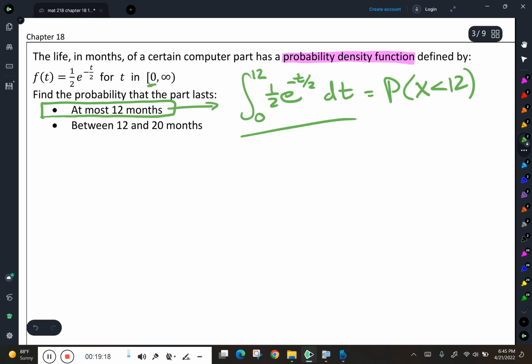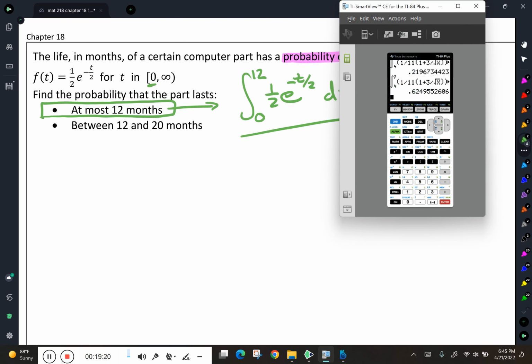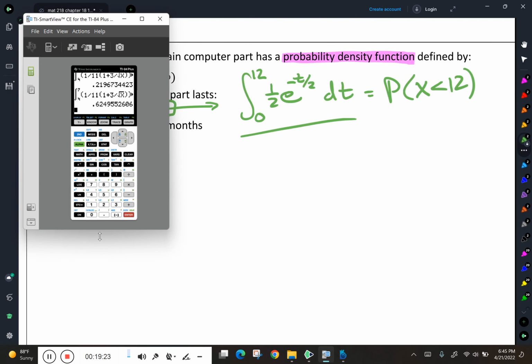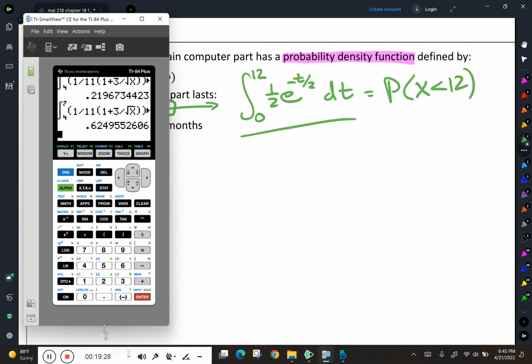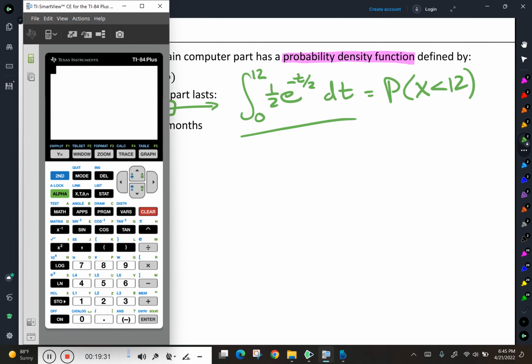I could do this one by hand, but you know me, I'm lazy, so I'm going to use my calculator. I'm going to say, I don't want to do this one by hand. I'm going to use the calculator, so I'll clear that out. I'm going to go to my integrate command again. I have a lower limit of 0. I have an upper limit of 12. I have an integrand of 0.5 e to the negative 0.5, and I'm going to use x because it's an easier letter to get to than finding t somewhere, dx.